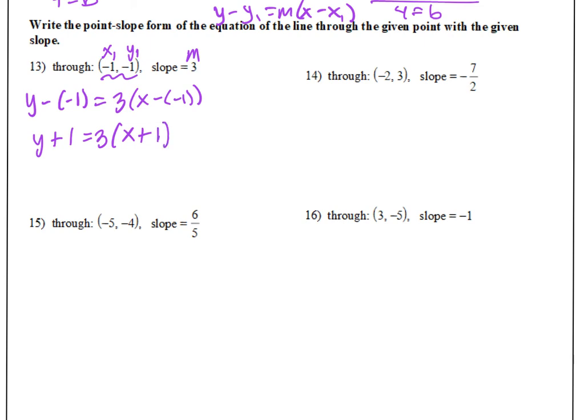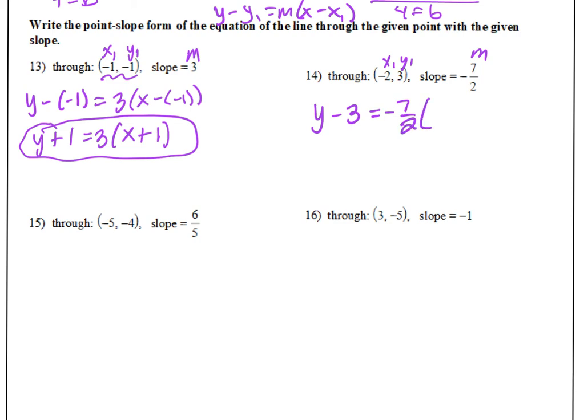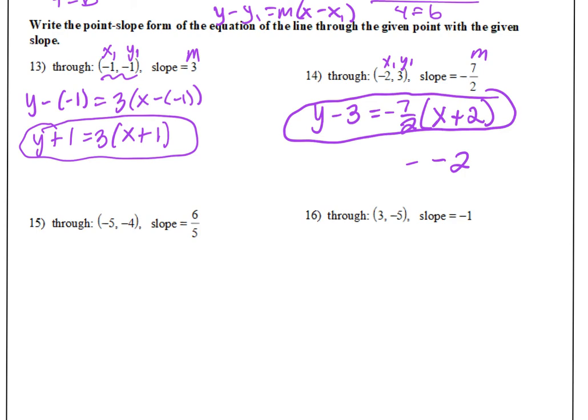There we go. So that would be our answer. Let's see here. This is x1, y1, m. So y minus 3 equals negative 7/2 times x minus negative 2, which makes it be a plus 2. So that's our answer. 15 through negative 5, negative 4 with a slope of 6/5.